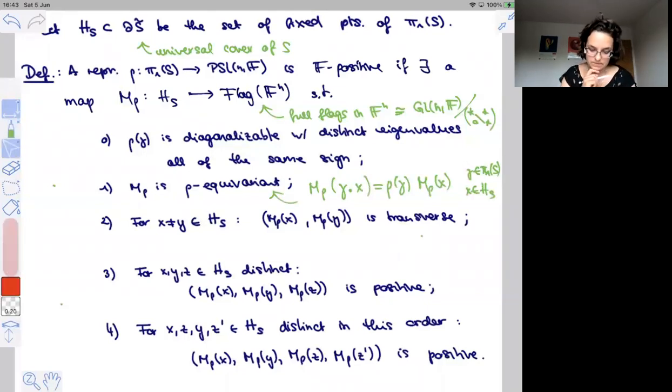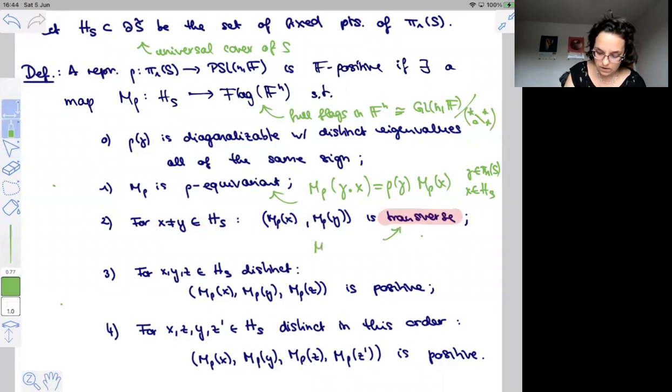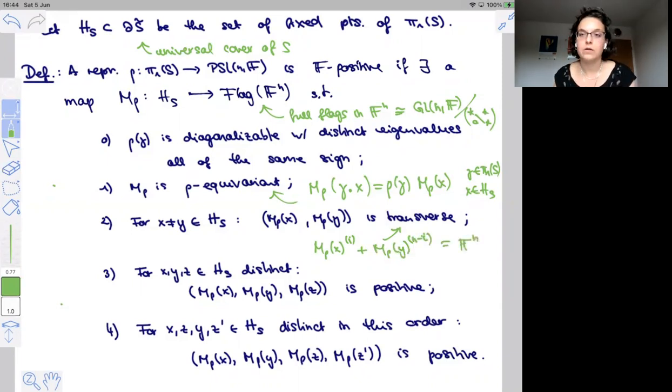The next property tells us that if we take two distinct points, then we get a tuple of flags, M rho of x, M rho of y, and we want this tuple to be transverse. So what does it mean? If we take the i-dimensional subspace in our flag and the (n minus i)-dimensional subspace, then they should span the whole space.